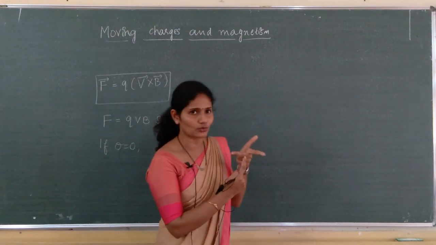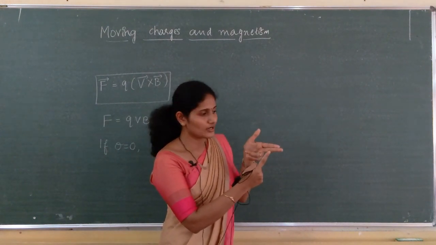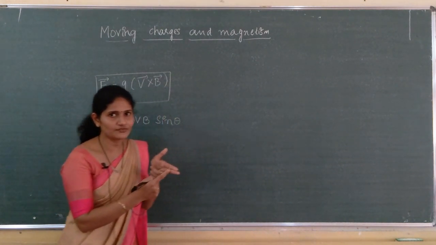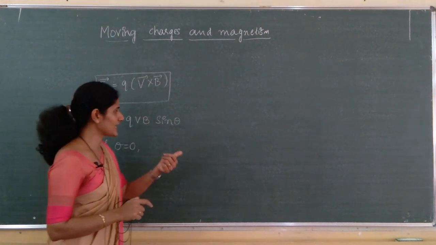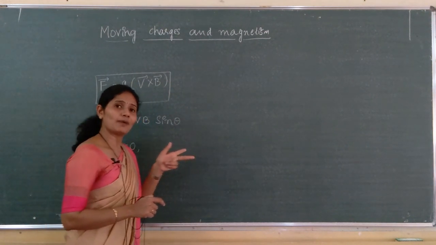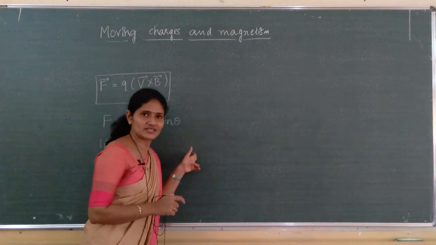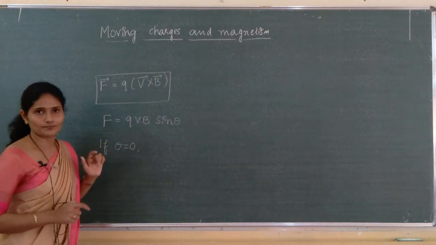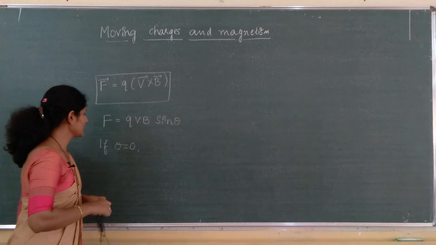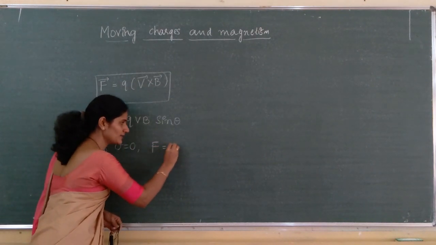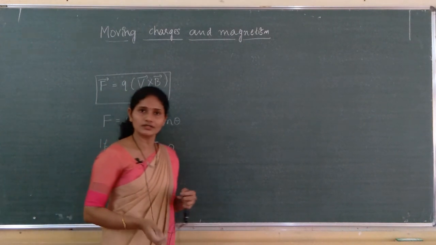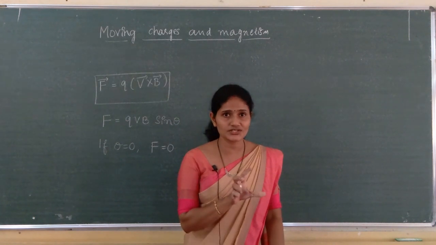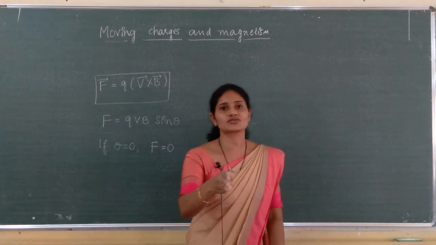If theta is equal to 0, that means velocity and magnetic field are parallel to each other. If this is the direction of magnetic field and the particle is also moving in the same direction, then we say that B and V are parallel to each other. In that case, theta is equal to 0, and F is equal to 0. That means no force acts on the particle. No force acting on the particle means the particle will not change its direction, it will move in a straight line.